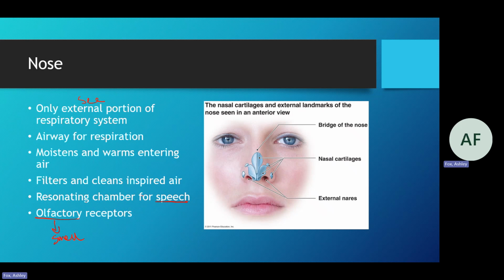We call it a resonating chamber. So as you're making the noises, it can resonate and bounce off your nose, nasal cavity. And that's why your voice can change when you have a cold or you're congested. Your nose can be kind of more, or your sound can be more nasally. That's because it affects this resonating chamber having congestion.